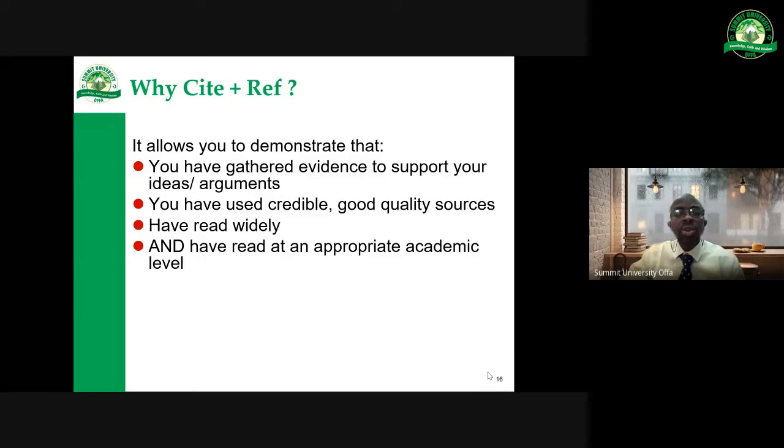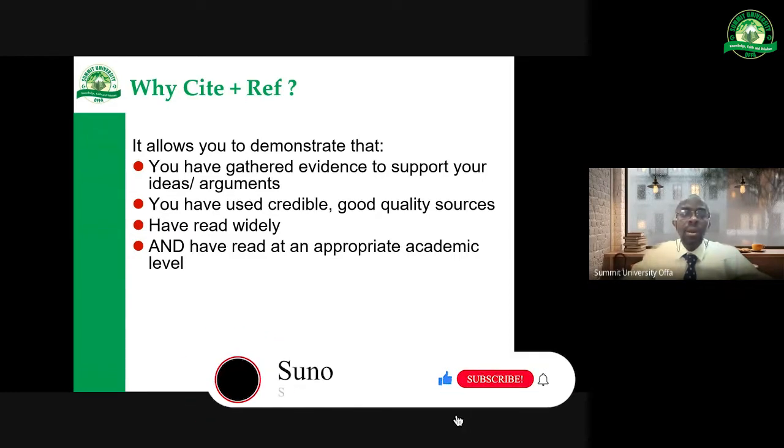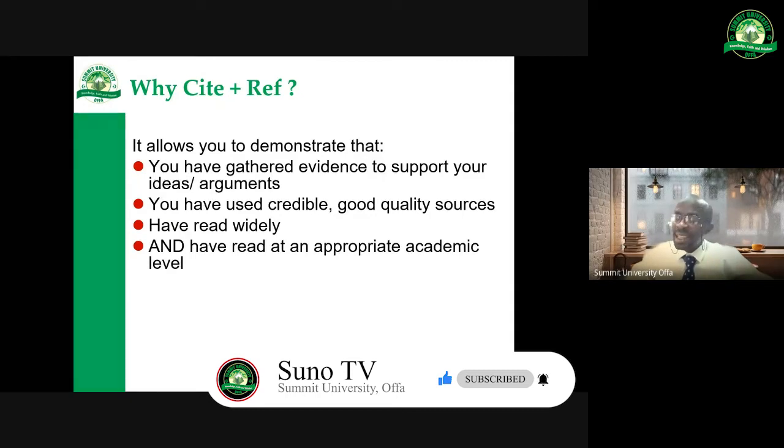It also allows you to demonstrate that you have gathered evidence to support your ideas or argument, and you have used credible, good quality sources, as Engineer Yinka, Engineer Bala, and Mr. Ibrahim Salahu mentioned in sessions 1, 2, 3, respectively. So number one, you have gathered evidence to support your ideas. Number two, you have used credible, good quality sources. And again, you have read widely. And lastly, you have read at an appropriate academic level.